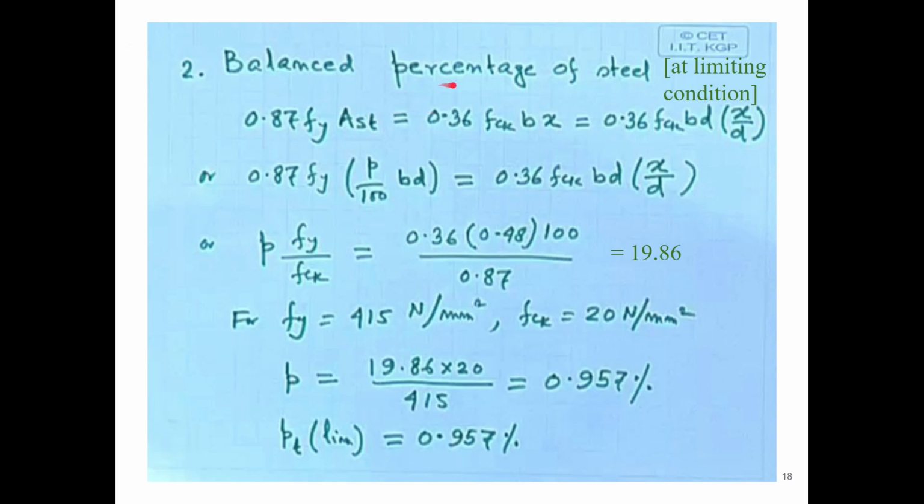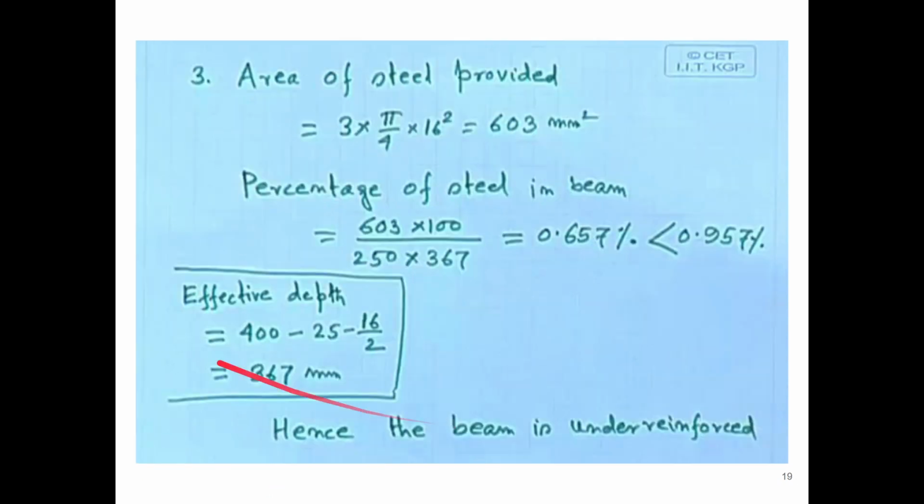For the balanced percentage of steel, a limiting condition, we can calculate it by equating the forces at the tension and compression side. Using this equation, 0.87 Fy Ast equal to 0.36 FCK b xu, and substituting by d and by P value, we get P into Fy by FCK equal to 0.36 into 0.48 by 100 into 100 by 0.87, which is 19.86%. Here Fy is 415 megapascal and FCK 20 megapascal, which are given. So P becomes 0.957%, which is in the limiting condition.